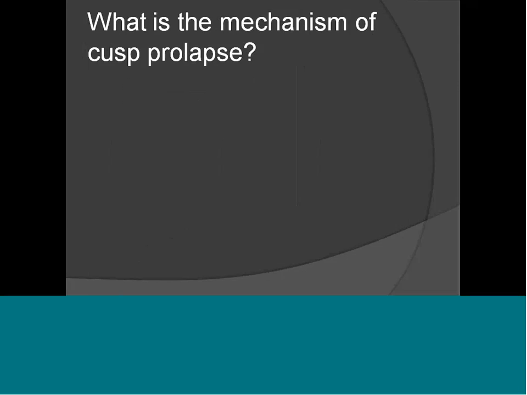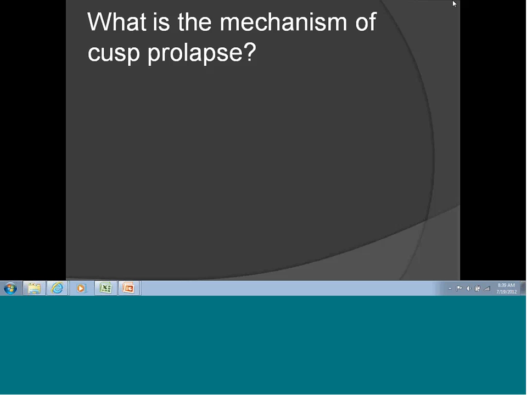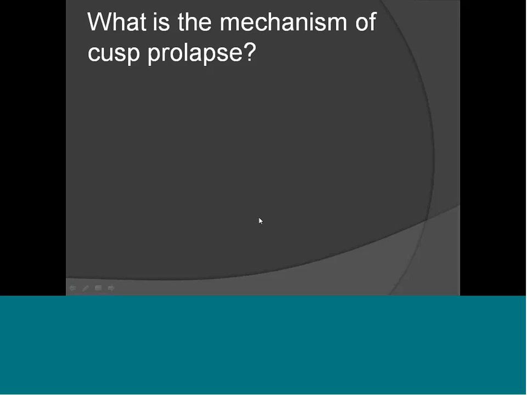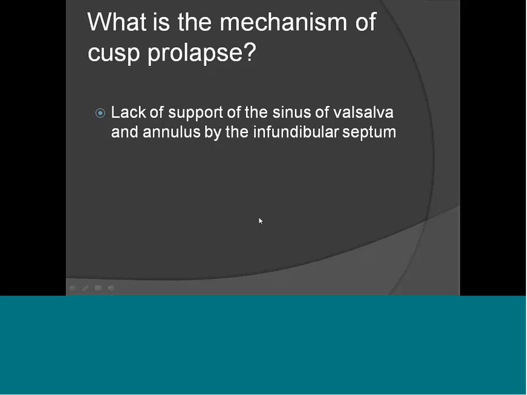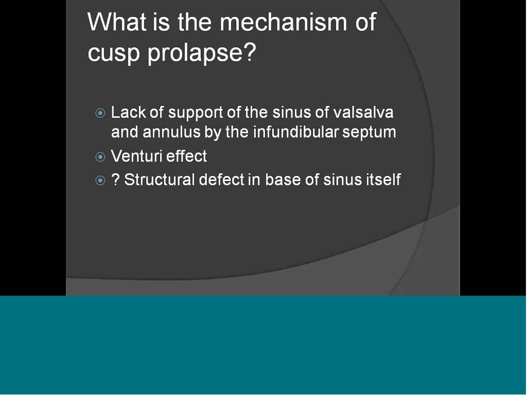Now, what is the mechanism of cusp prolapse? You all saw another cusp prolapse. Why does it happen? Any theories? One theory is Venturi. The other is that there is lack of support of the sinus of Valsalva and annulus because it's so high up. There's no infundibular septum. Second is the Venturi effect. Third, could there be a structural defect in the base of the sinus itself, embryologically? So these are the mechanisms of cusp prolapse.